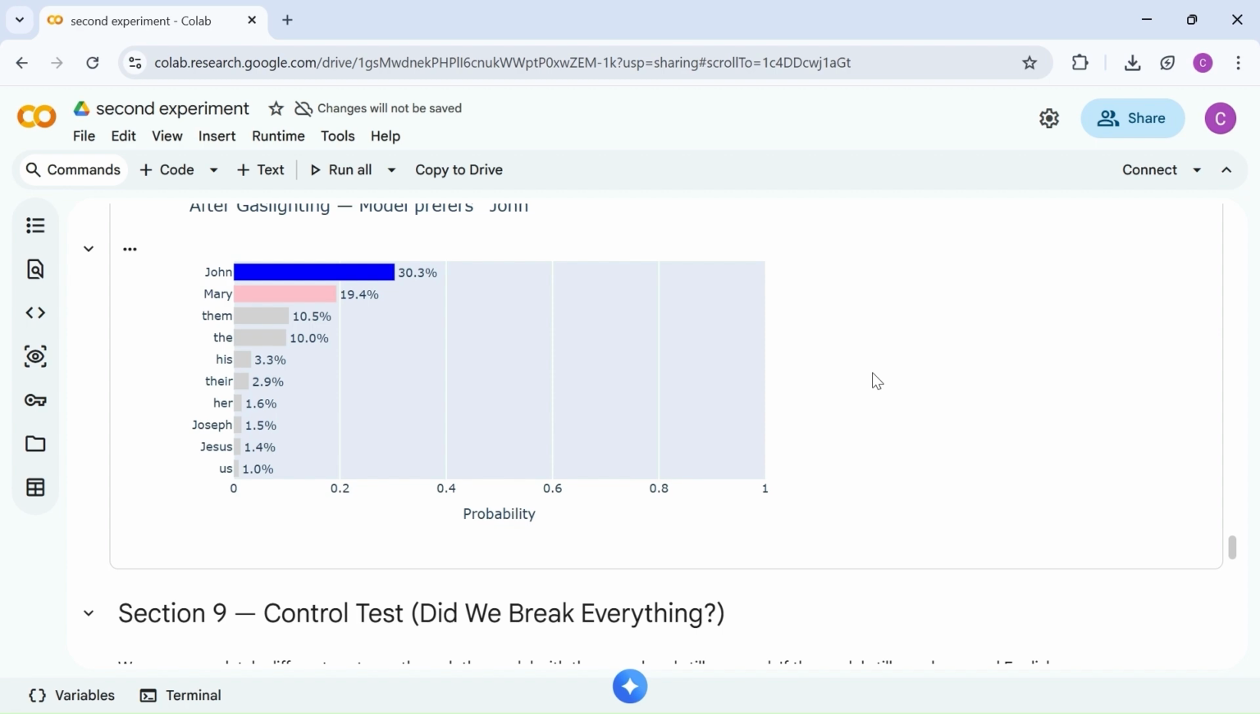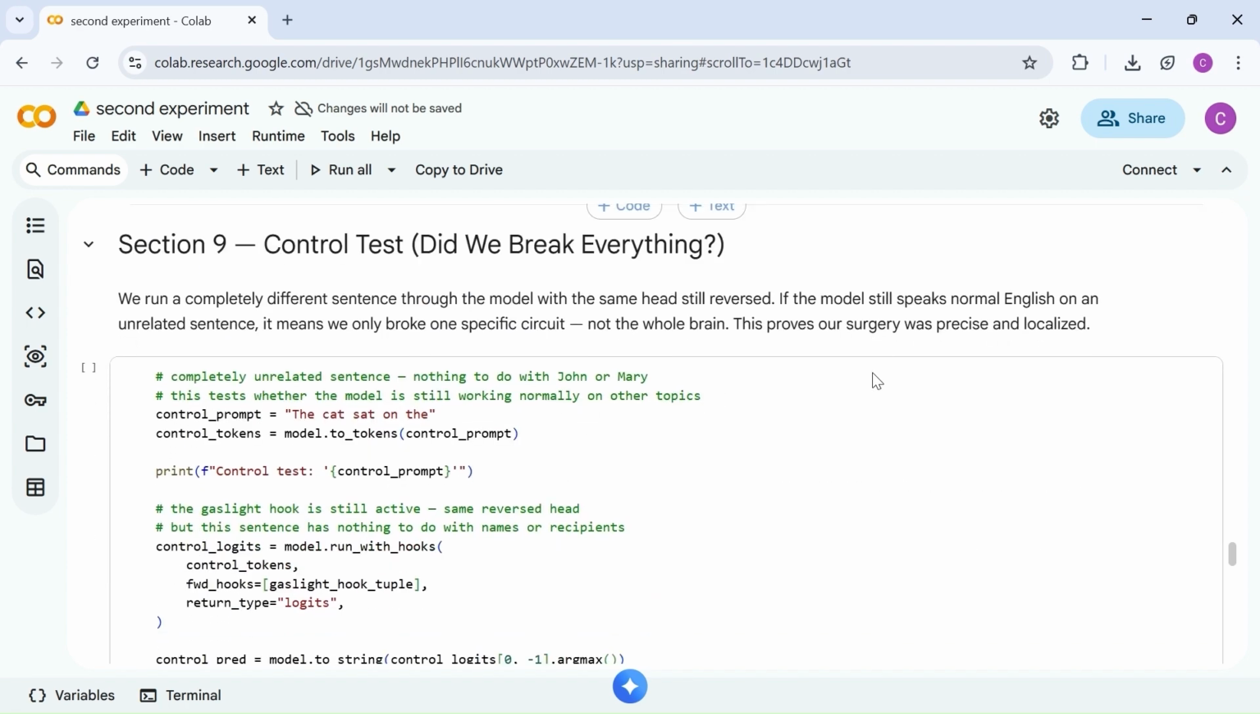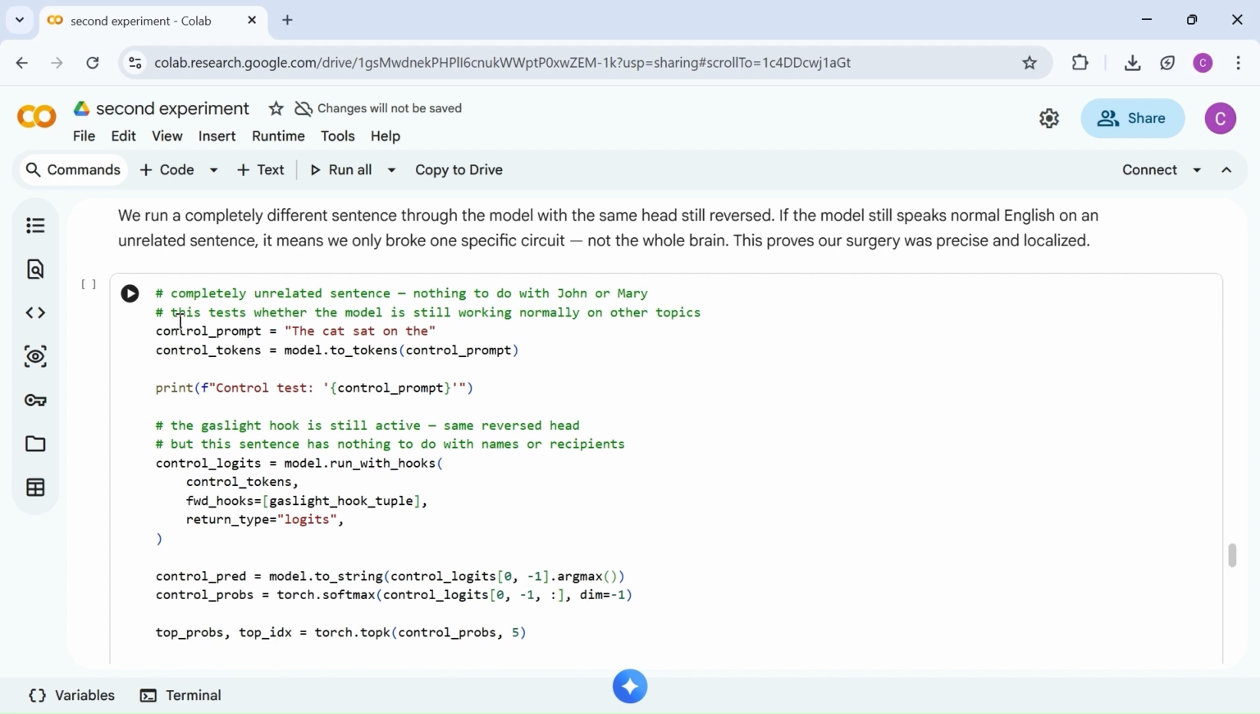Now, this brings us to our obvious question: after all of these experiments that we have performed, did we finally break the model? This is called a sanity check. Now, let's run the model on something completely unrelated. So, there is a control prompt: "The cat sat on the". Now, this is not related to any of the prompts that we have given it before.